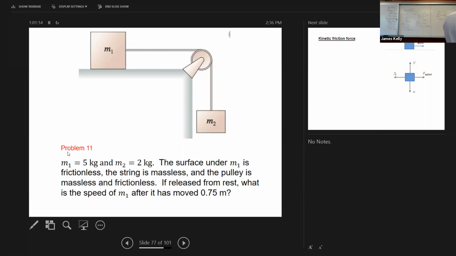So M1 is 5 kilograms up on top there. It's sliding on a frictionless surface, so that's a really slick, horizontal surface. It's connected by a string looped over a massless, frictionless pulley. The string is massless, all the usual ideal aspects. If released from rest, what is the speed of M1 after it has moved 0.75 meters?